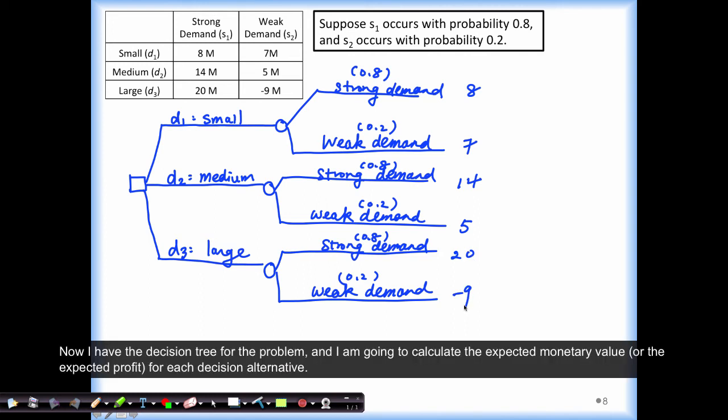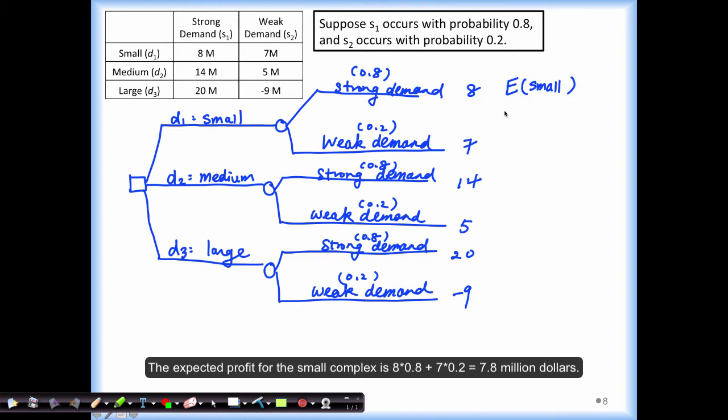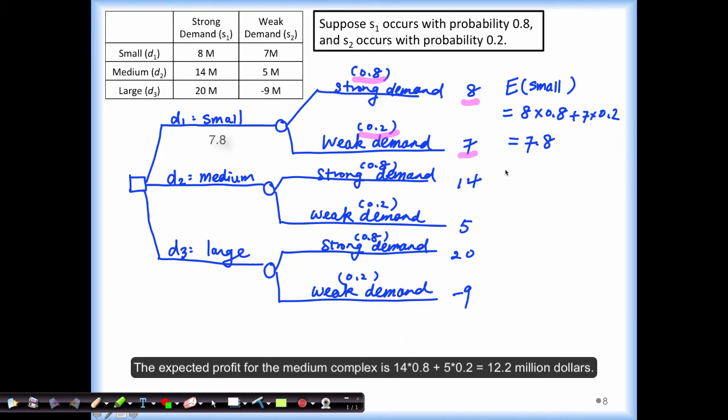Now, I have the decision tree for the problem, and I'm going to calculate the expected monetary value, or the expected value for each decision alternative. The expected profit for the small complex is 8 times 0.8 plus 7 times 0.2, which is $7.8 million. The expected profit for the medium complex is 14 times 0.8 plus 5 times 0.2, which is equal to $12.2 million.